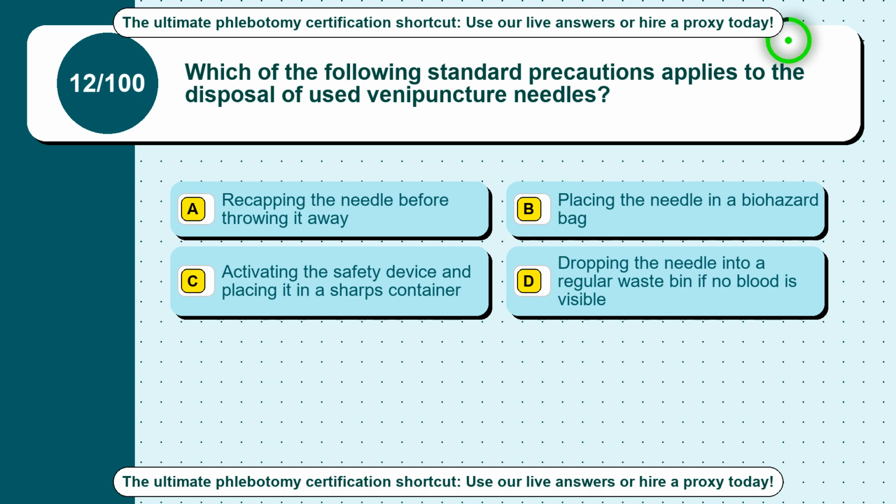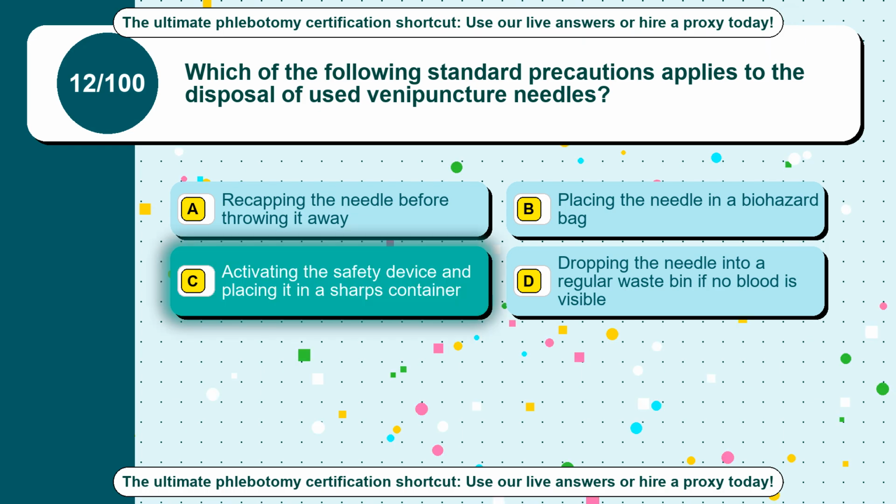Question 12. Which of the following standard precautions applies to the disposal of used venipuncture needles? Option A, recapping the needle before throwing it away. Option B, placing the needle in a biohazard bag. Option C, activating the safety device and placing it in a sharps container. Option D, dropping the needle into a regular waste bin if no blood is visible.